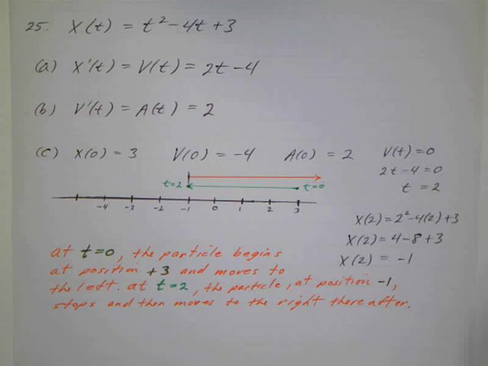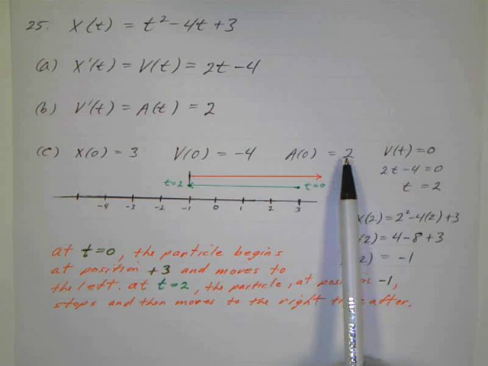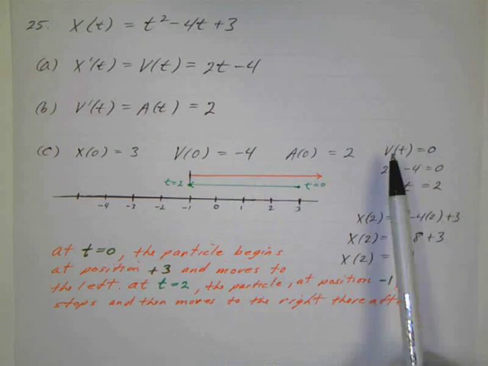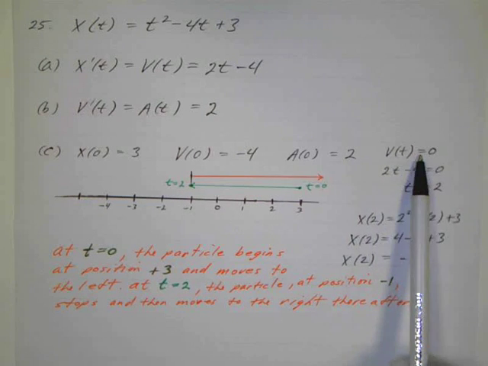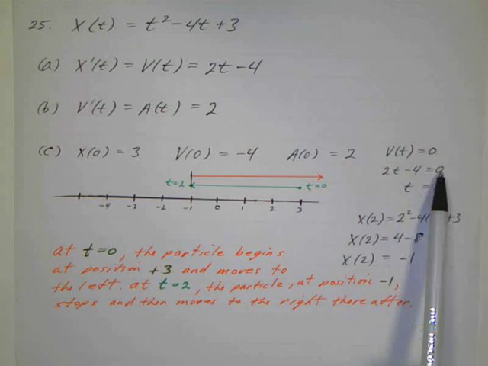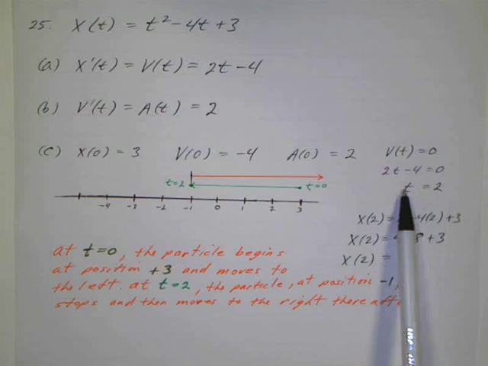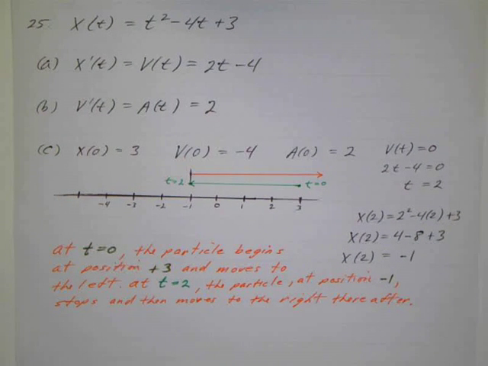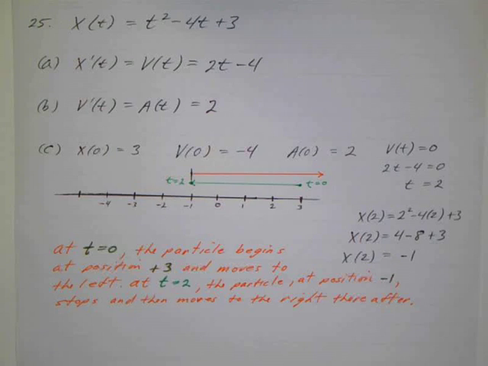When do I stop, or when does that acceleration pull me to the right enough to slow me down from this initial velocity? Well, I just know that my velocity will be 0 when I stop, so I set this equal to 0, and t is equal to 2. So when time is 2, I'm going to stop. So I'm going to move to the left for 2 seconds. I'm going to stop.